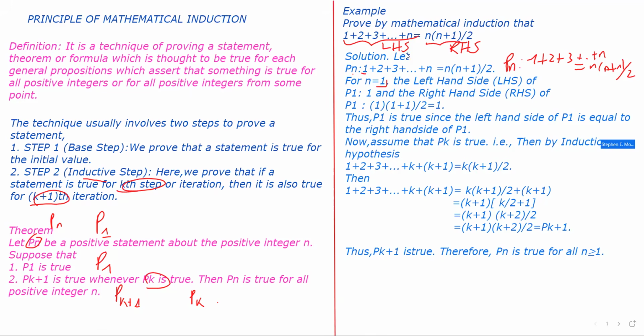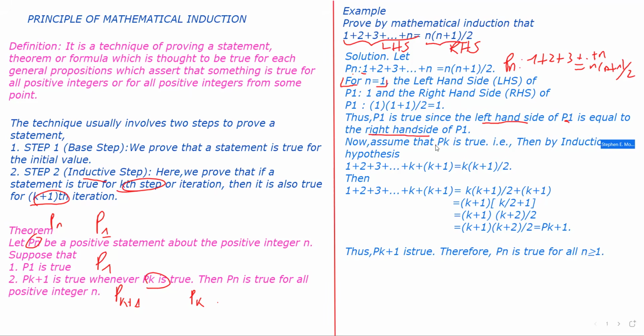This means that P1 is equal to 1. For the right-hand side, we take n equal to 1, because that is what we are considering. So on the right-hand side, you substitute 1 into n. Here you have 1 times (1 plus 1) over 2, and this is equal to 1. So here we say that P1 is true since the left-hand side of P1 is equal to the right-hand side of P1. If you take the left-hand side, you have P1 is 1. If you take the right-hand side, you have P1 is also 1.